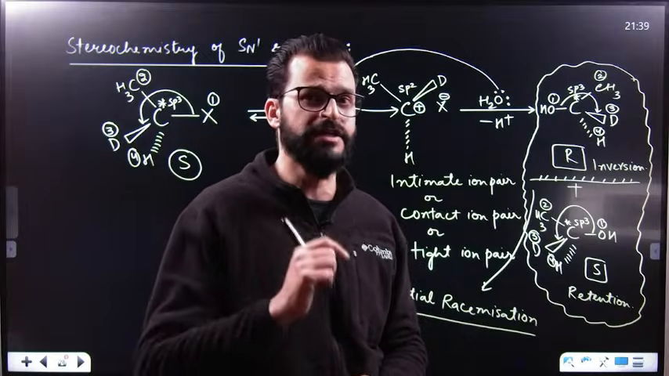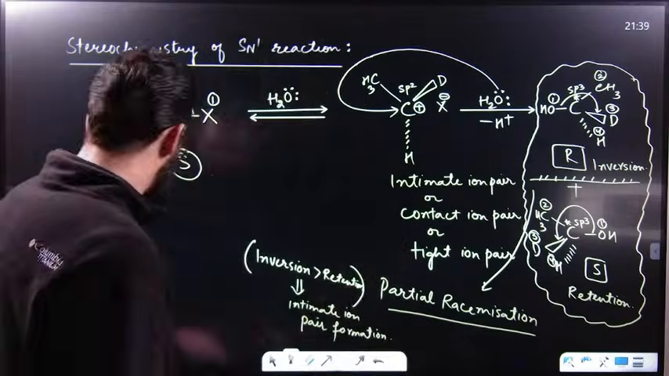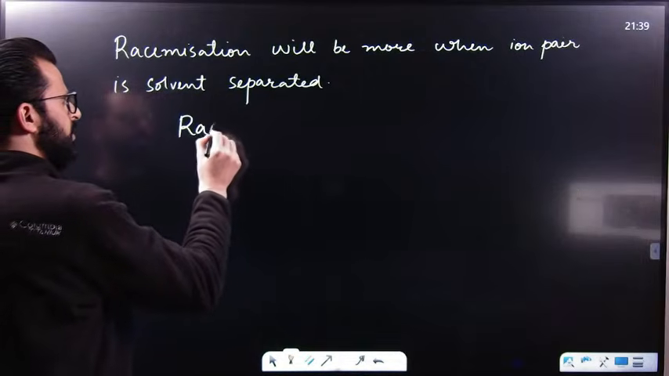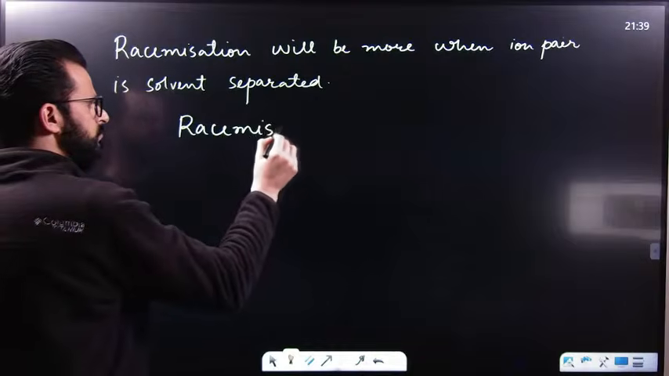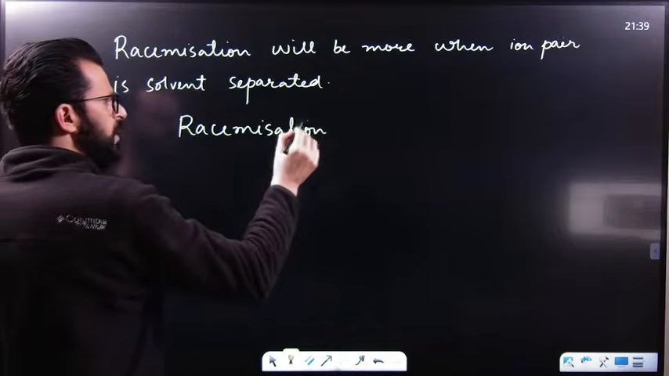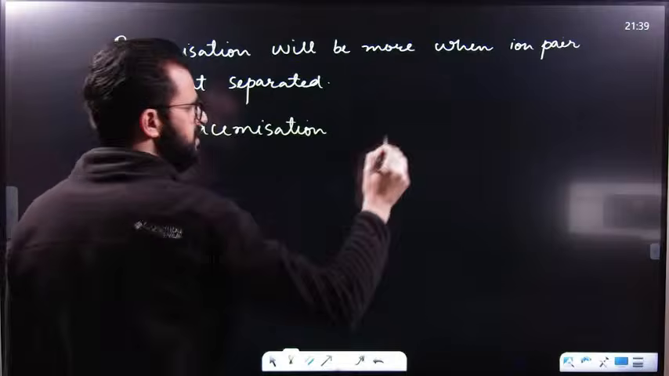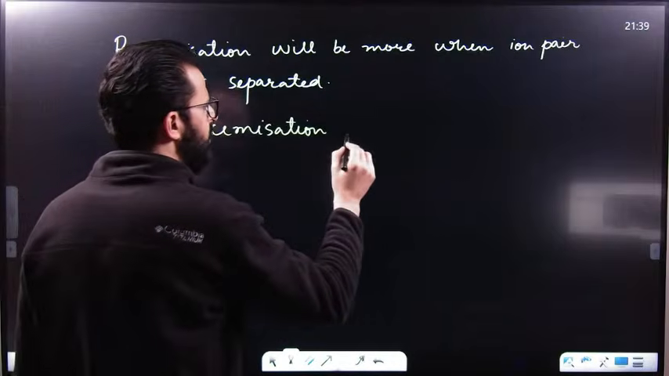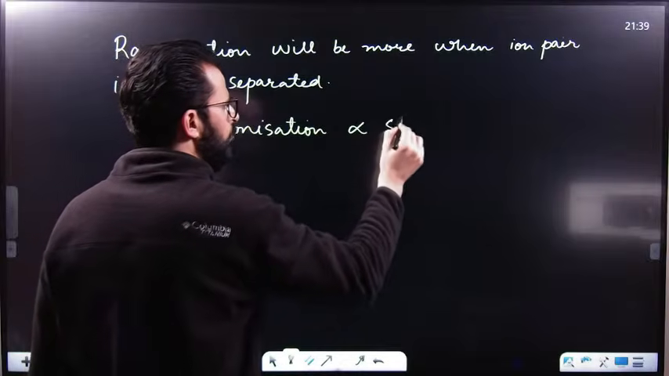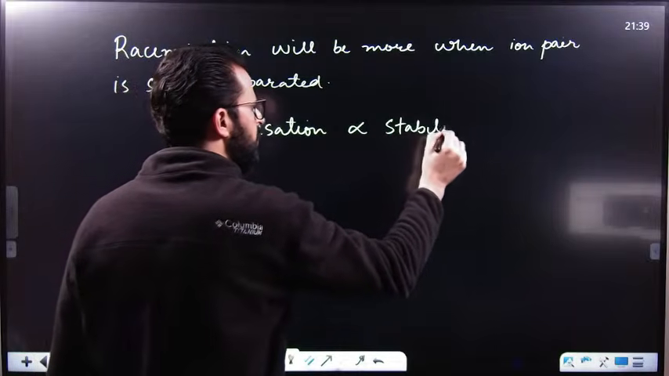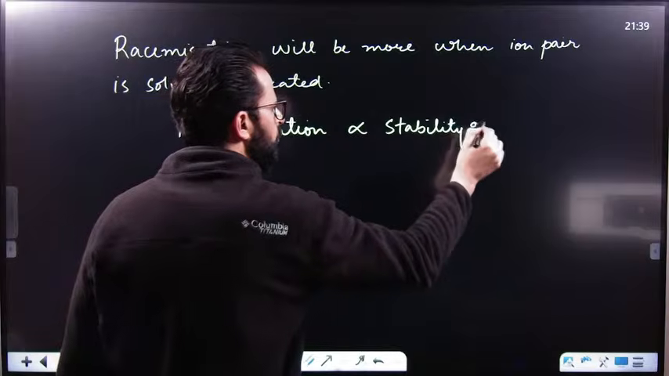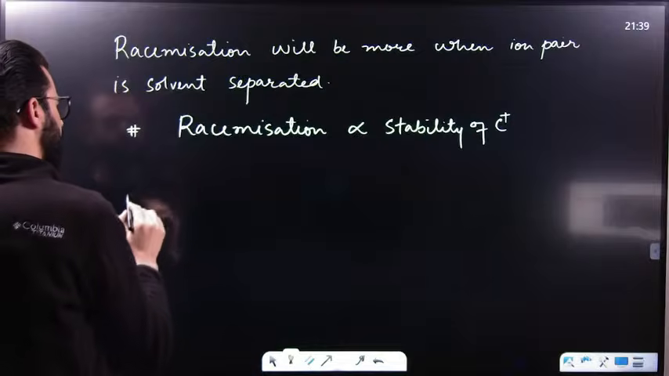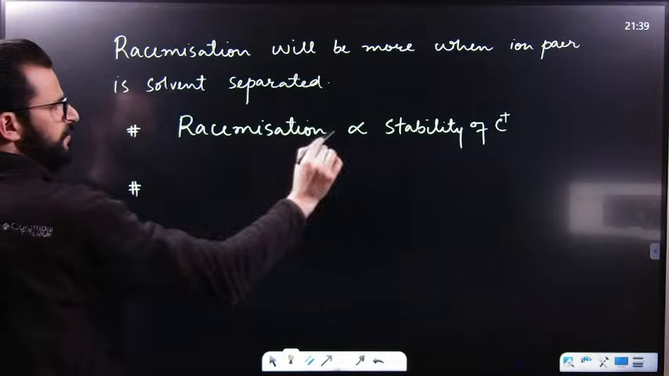And if it is a solvent separated ion pair, racemization will be more. Hence, simply remember these two formulas. Racemization will be more if the attack of the nucleophile on the carbocation takes place after some time, and that is possible only if the carbocation is more stable. That means it is directly proportional to the stability of the carbocation. This is factor number one affecting racemization.